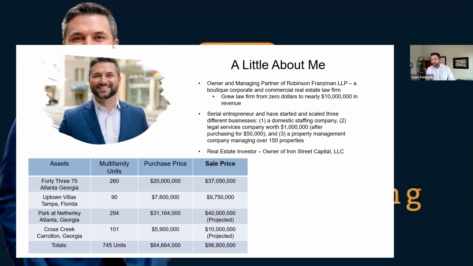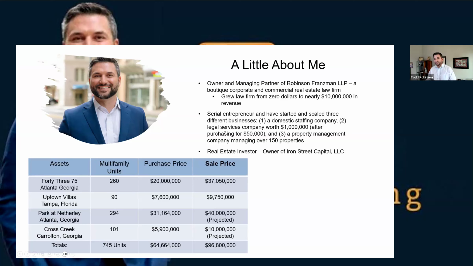The domestic staffing company is kind of a funny story. I started that company in law school and actually used revenue from it to pay off my law school student loans 3 years after I graduated. I also own a legal services staffing company worth about $1 million after we purchased it for $50,000, and a property management company managing over 150 properties.